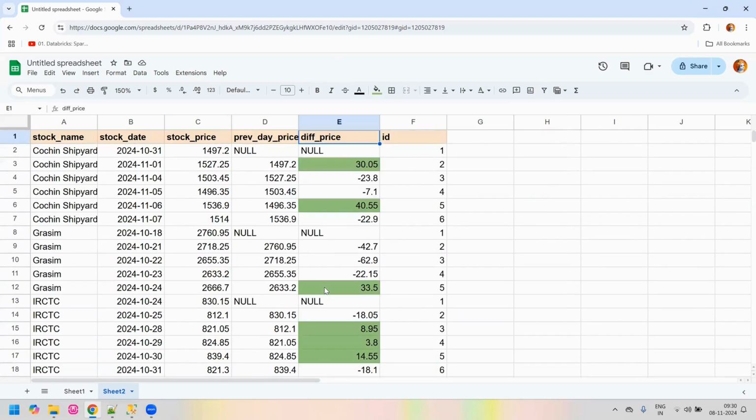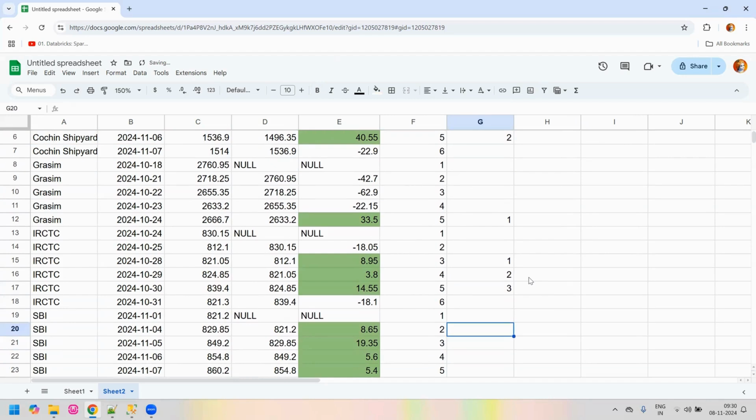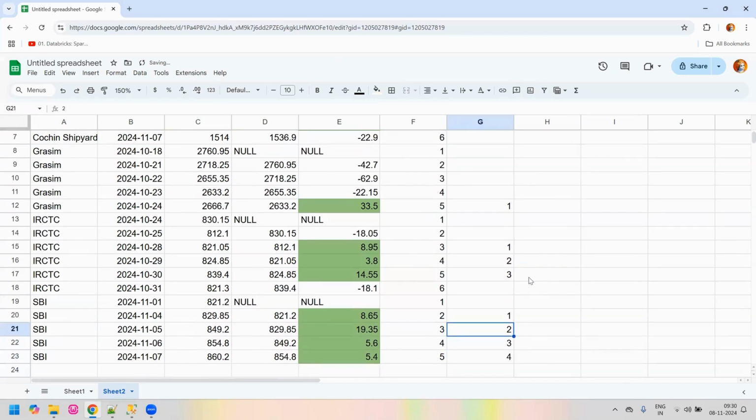So now what we will do is create a new ranking column and rank it wherever the difference is positive for a stock. So this will give rank as 1, this will give rank as 2 in the increasing order of this ID column. Similarly, this is a different stock, so rank will be 1. For here, it will be 1, 2 and 3. And here it will be 1, 2, 3, 4. As this is a different stock, the ranking will start afresh.